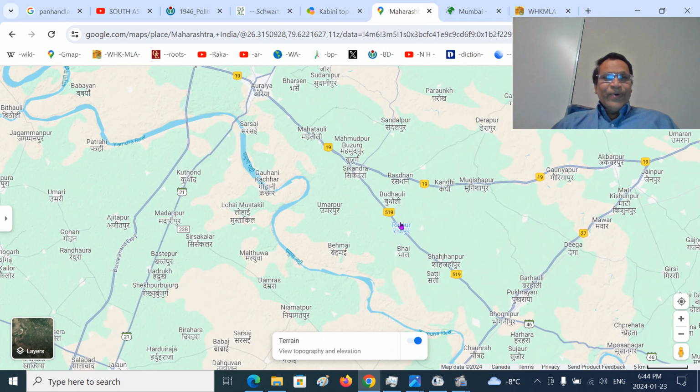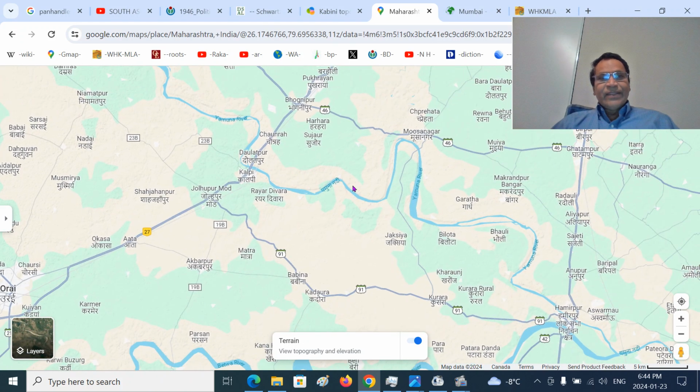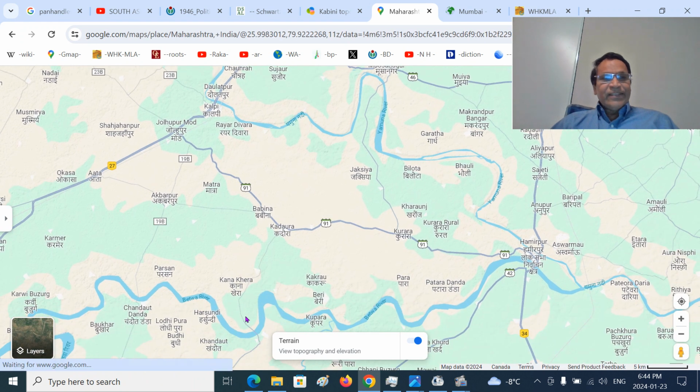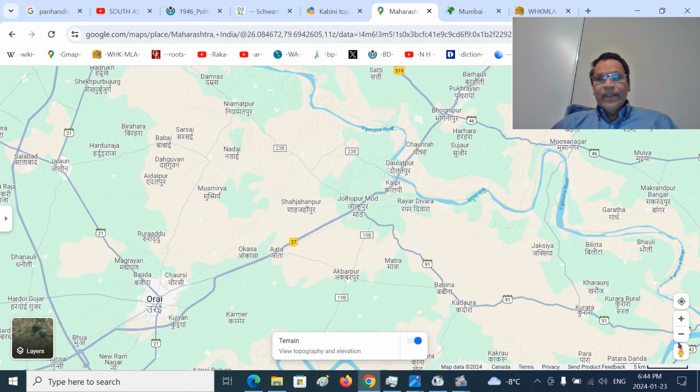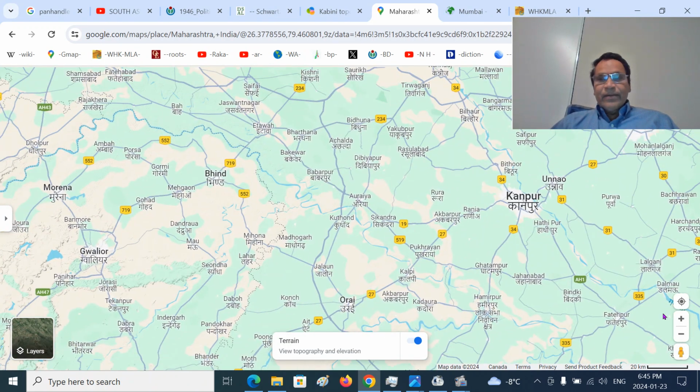So I talked about five rivers. I will show you here the five rivers there. You can see this is the Yamuna river. This is the Sindh river. This is the, sorry, let me zoom out. You can see Chambal.